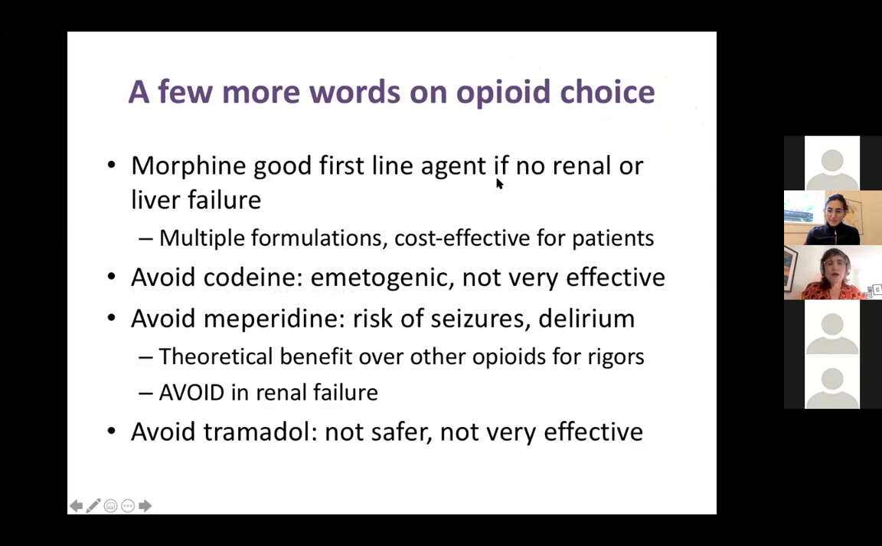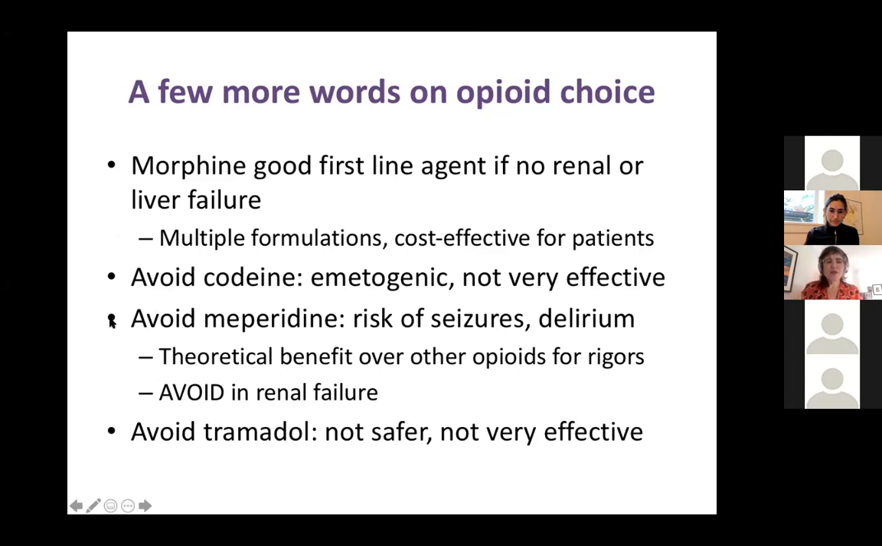A couple more words on opioid choice. I'm not saying don't use morphine. It's a good first-line agent if there is no renal or liver failure. It comes in multiple formulations. It comes in IV, it comes in pills, it comes in long-acting, it comes in liquid formulation, it comes in sublingual. It's also really cost-effective for patients, depending on people's insurance. Sometimes oxycodone can actually be shockingly expensive. So people can take morphine. It is totally reasonable to start with that.